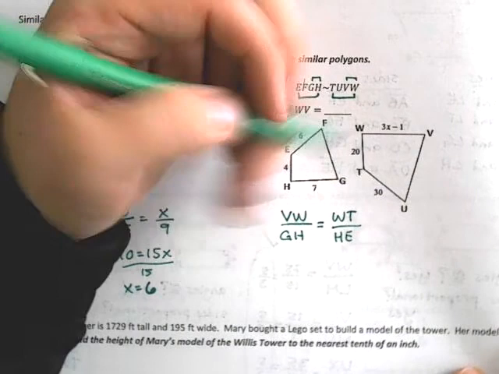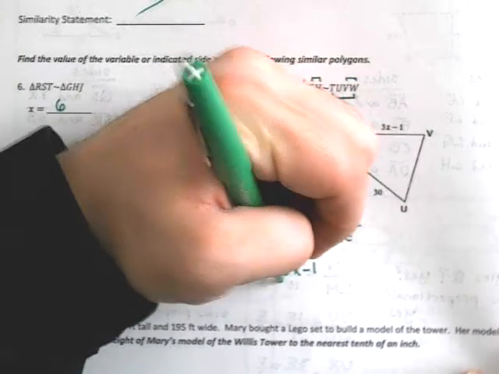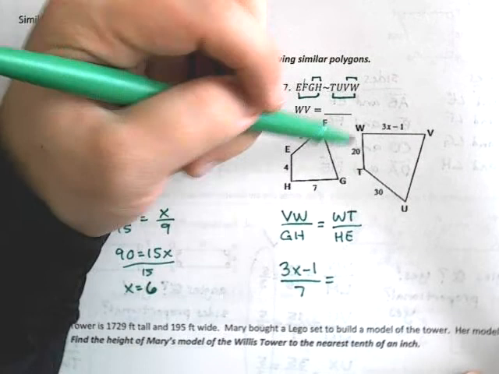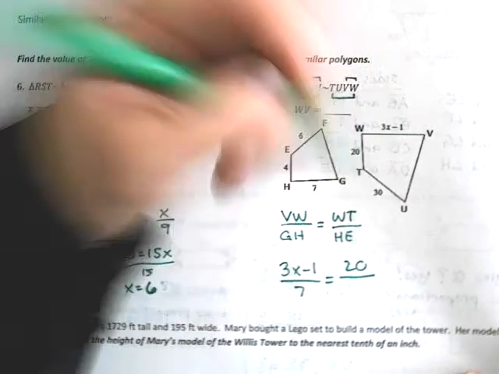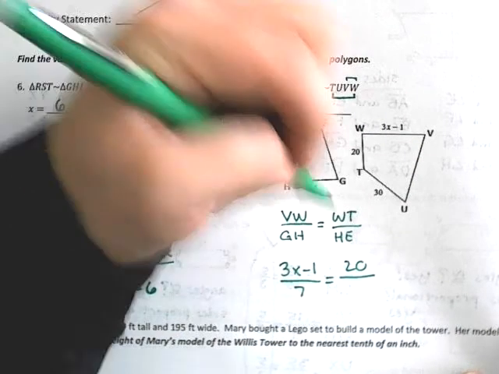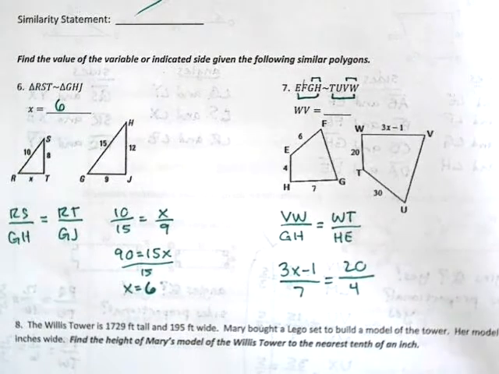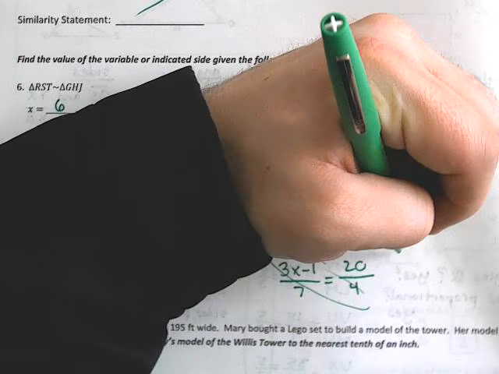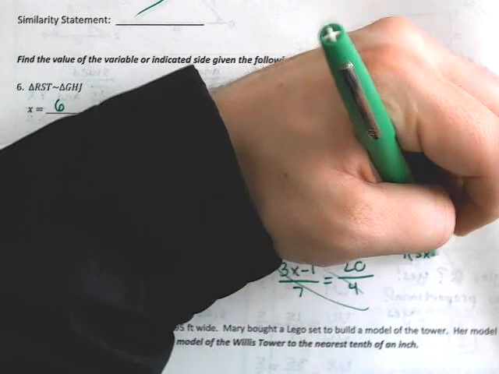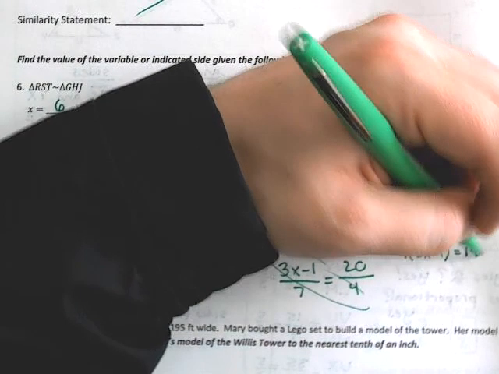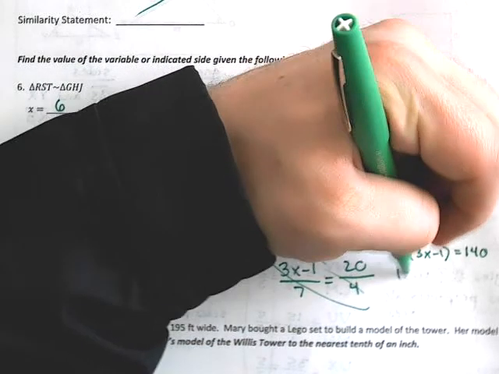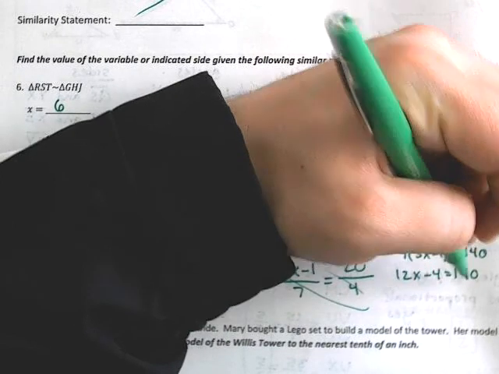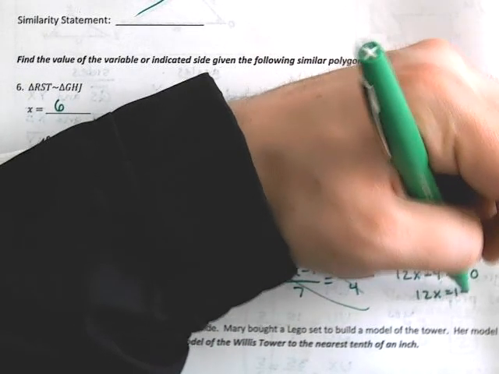So now I'm ready to plug in 3x minus 1 over GH is 7, and that's going to be equal to WT is 20, HE is 4. Alright, now I cross multiply. I'm going to end up getting 4 multiplied by 3x minus 1 is equal to 140. I'd probably distribute at this point. 12x minus 4 equals 140. If I add 4 to both sides, I get 12x equals 144.